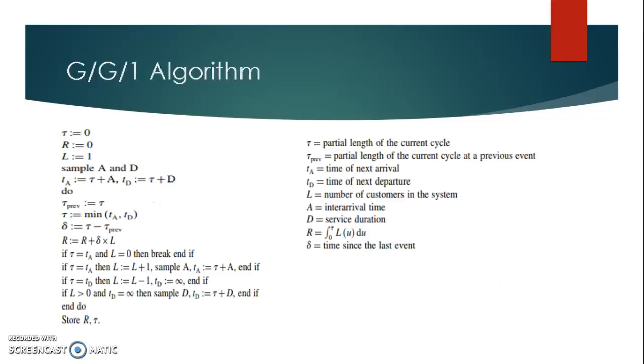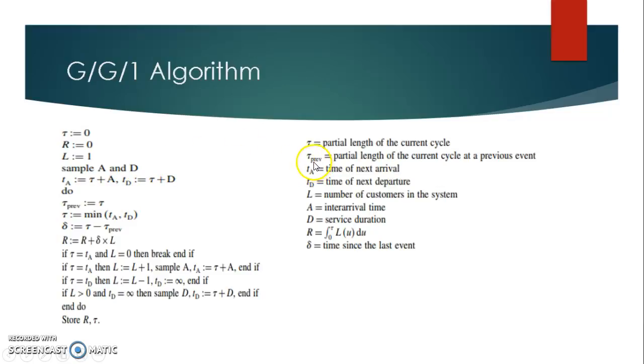So moving into this, we'll go into the algorithm they have in the book. The T is the partial length of the current cycle. This is where we figure out whether it is an arrival or a departure. We can see that by T equals min of TA and TD, where TA is the time of next arrival and TD is the time of next departure. So we're taking the min of these to figure out if there's an arrival coming into the system or if an entity is departing the system.